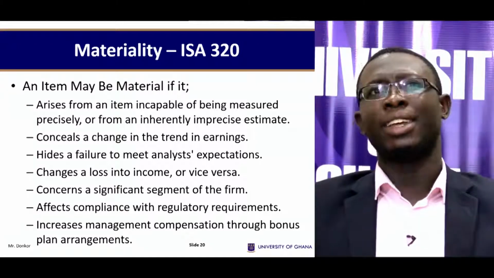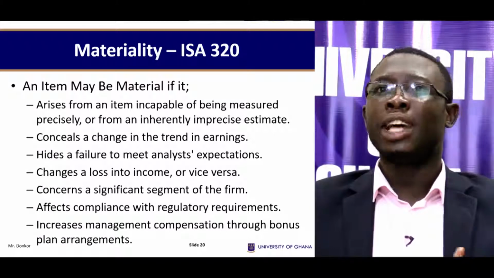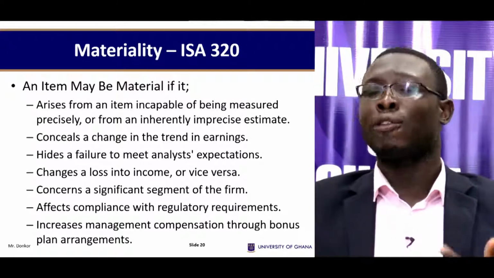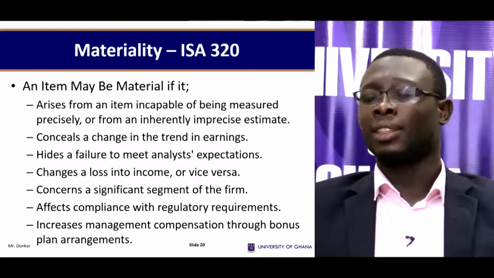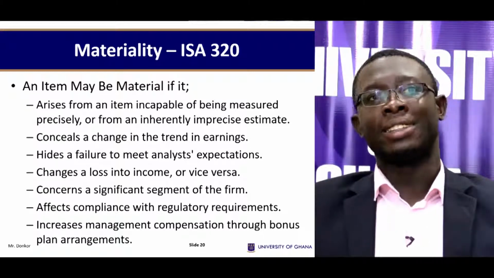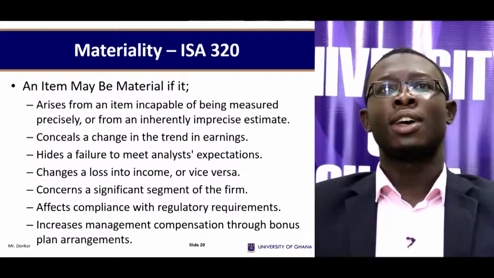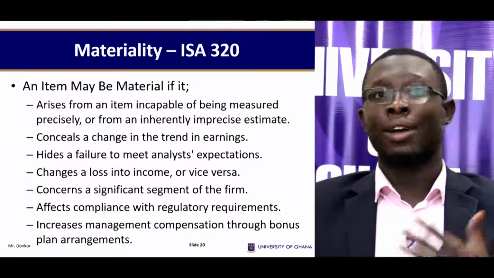We say that an item may be material if it arises from an item incapable of being measured precisely or from an inherently imprecise estimate, conceals a change in a trend in earnings, hides a failure to meet analyst expectations, changes a loss into income or vice versa, and so many other points.